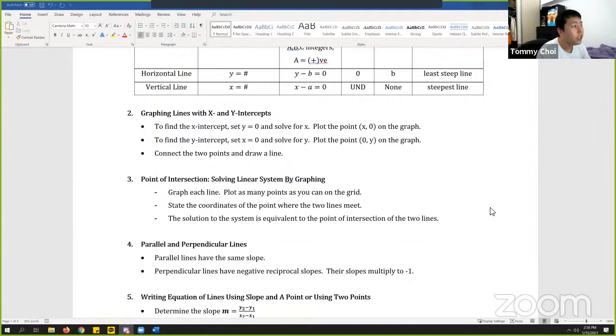Once you have that, you can graph the line. All you need are your two x and y intercepts, and you can connect the line with those two dots, and you've created your line, right? So it doesn't get any more complicated than that.